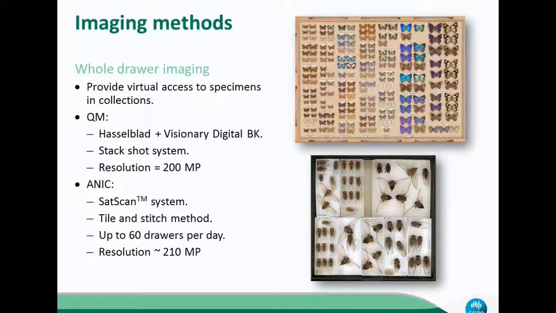Queensland Museum is one. They're using a high resolution Hasselblad camera, and the image in the top there is taken from one of their draws. And then the collection I'm associated with, ANIC, is the second collection, and one of our images is there at the bottom. We're using a system called SatScan, which was originally designed for artwork, and it actually takes a series of scanned images across the whole draw and then stitches them together. The resulting image, when you see it online, is actually better than you would get with the naked eye. So you are actually getting a slightly magnified image.